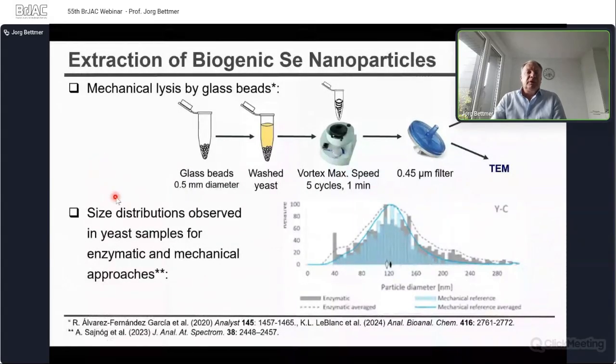And we were quite content that other groups, so an independent investigation, showed that the size distributions observed, which we were basically interested in, were in very good agreement with other methods. So according to them, and not only to us, the naturally present biogenic nanoparticles do not get disrupted during the procedure using this mechanical lysis.